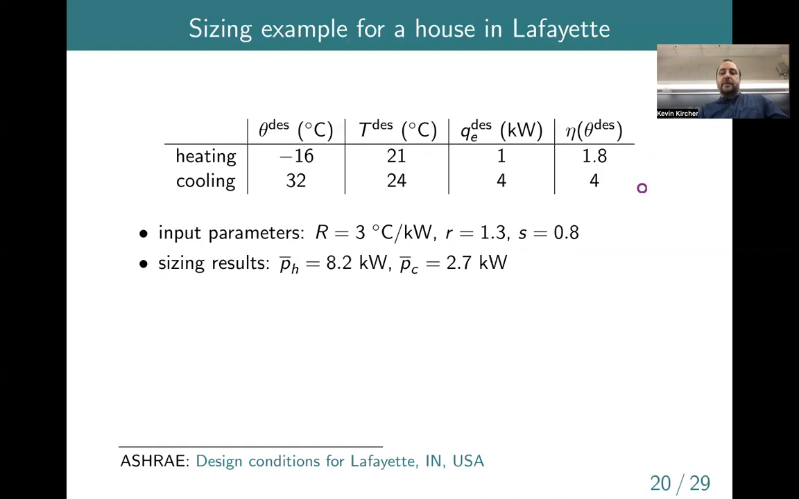So if you take these numbers and run them through the formulas that I showed a couple slides ago, you get a capacity for heating of 8.2 kilowatts and for cooling of 2.7 kilowatts. So it's a factor of 3 difference. And that's owing both to the fact that it gets colder in Lafayette than it gets hot, and the COP is typically better for cooling than for heating.